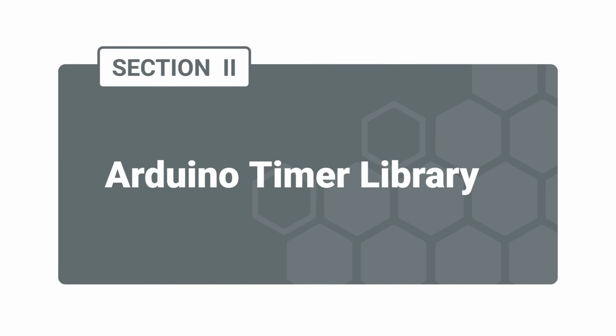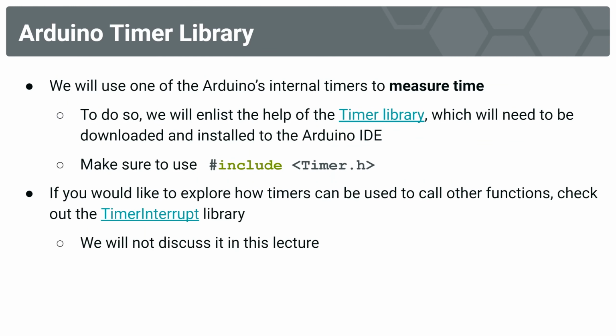Let's talk about how you can use an Arduino timer to measure time. So we're going to use one of the Arduino's internal timers, and it'll be done through this simple timer library, which is basically an abstraction of the built-in function millis that is used to count the number of milliseconds since the program started. But we're going to keep it simple here. Let's say you wanted to use timers to call other functions. Then you could check the timer interrupt library, but we're not going to discuss it here in this lecture.